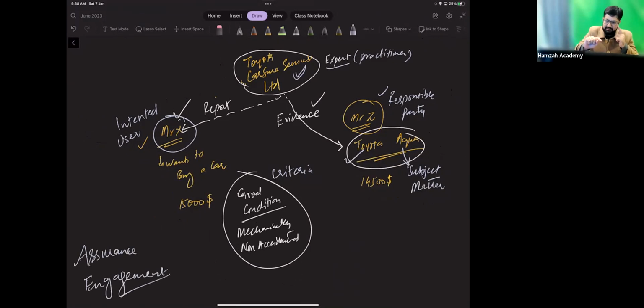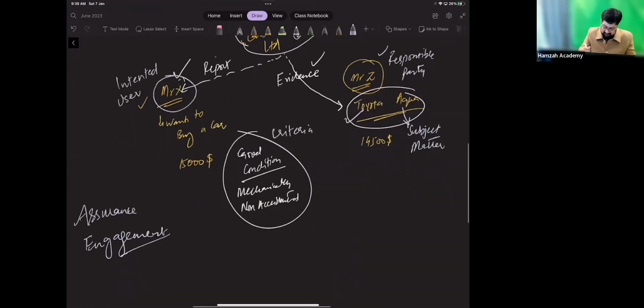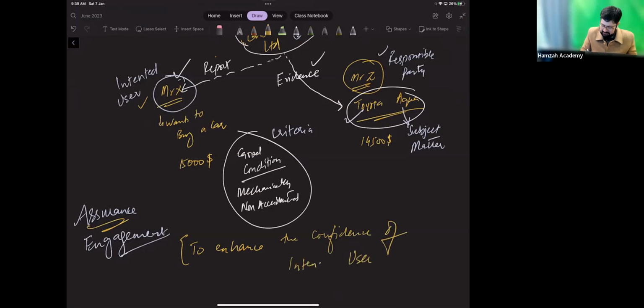In this service, what is the purpose of the service which Toyota Car Show is providing? The purpose is the confidence boost of the intended user, confidence enhancement of Mr. X. Assurance. This is the purpose. So assurance engagement, what is the purpose? To enhance the confidence of the user. This is the purpose of this service. The name tells assurance. The intended user, this is the purpose.